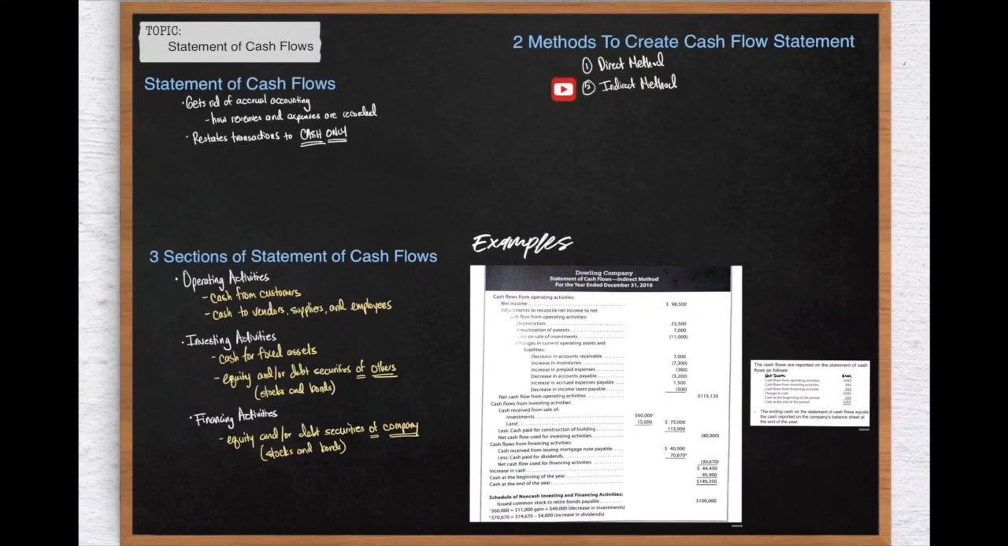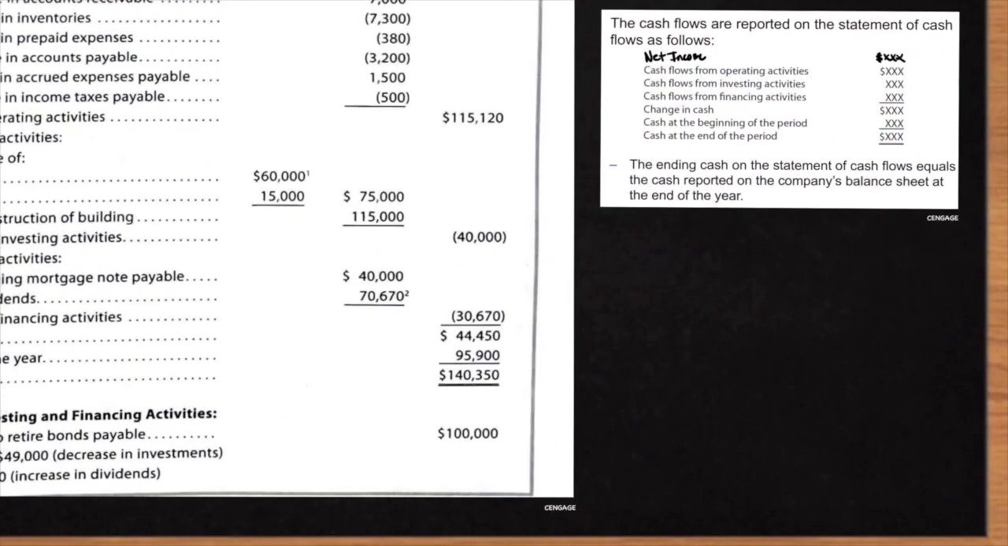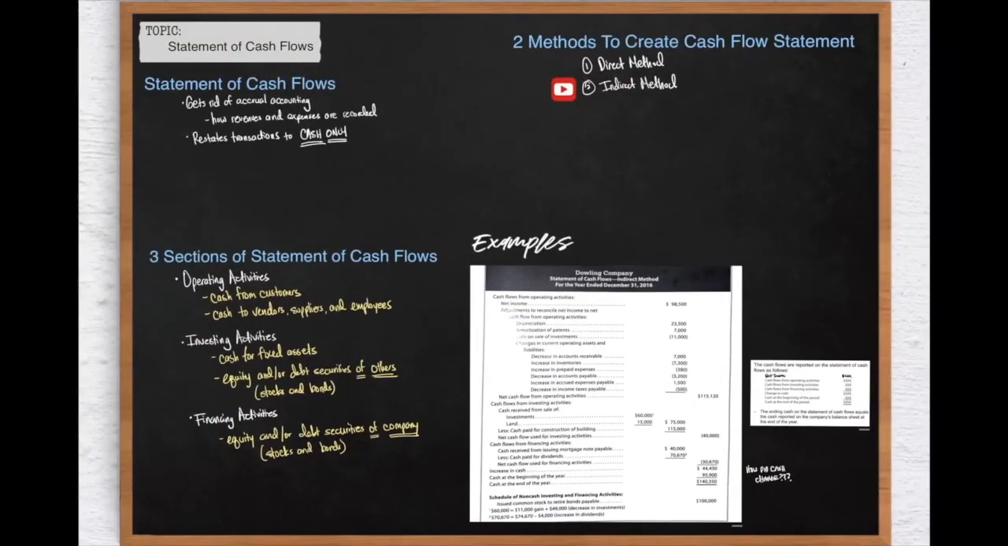Just to note that you have the beginning cash balance and you have the ending cash balance from the balance sheets from the current and previous year. And the statement of cash flows tries to tell you in detail, well, why did it change? It changed $44,450. So where did that change come from? And really, it comes from operating, investing, and financing. So really, the statement of cash flows is a breakdown of that $44,450.